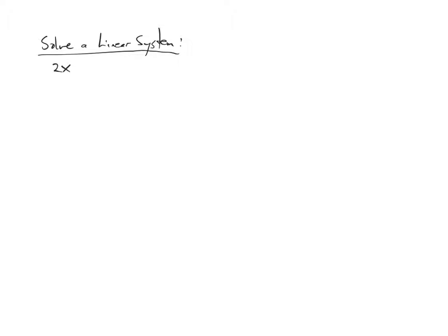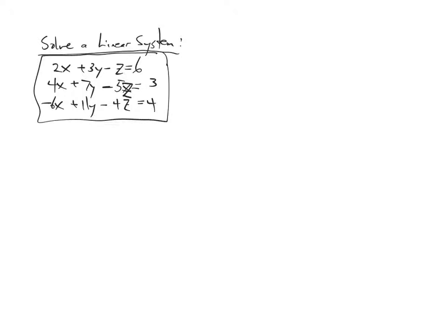Say someone asks you to solve the system 2x plus 3y minus z equals 6, 4x plus 7y minus 5z equals 3, and minus 6x plus 11y minus 4z equals 4. That's an instance of the linear systems problem. Way back in your early math classes, you might have learned one way to do this, which is to add multiples. For example, we might subtract twice this equation from this equation, and that would get rid of the x term.